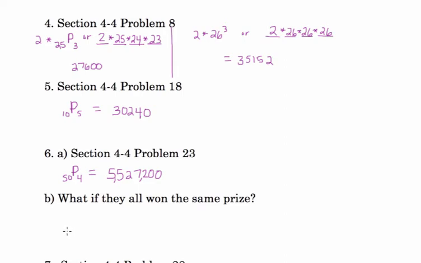What if they all won the same prize? What that does is it says then that it doesn't matter what order we choose them because they all win the same prize. So everybody's the same. Nobody is named a different prize. So that's combinations, 50C4 or this number.